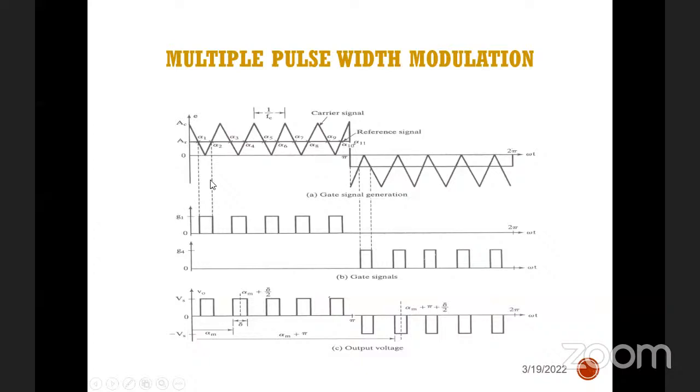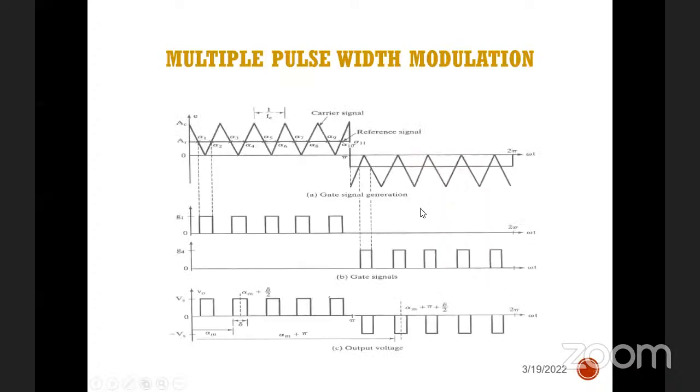So we turn on the switches from alpha 1 to alpha 2 and turn off the switches from alpha 2 to alpha 3. Like that, we give multiple pulses during the positive half cycle and multiple pulses during the negative half cycle. If you observe here, the width of each pulse is the same. So during when the switch is on, the output follows the input. So this is Vs, and after that zero, Vs, zero, Vs, so the output is also in the form of pulses. That is called multiple pulse width modulation.